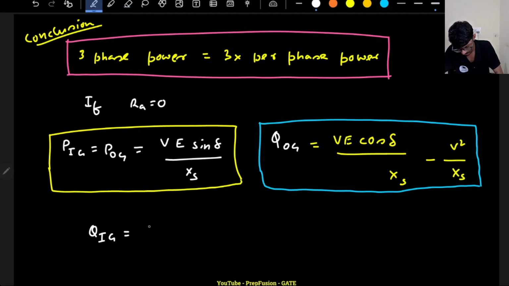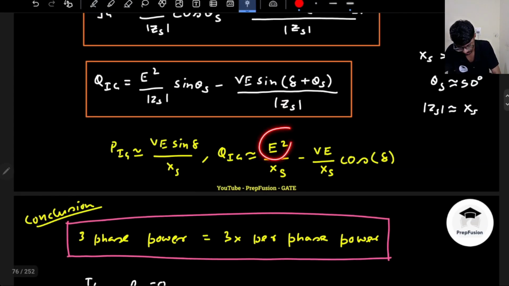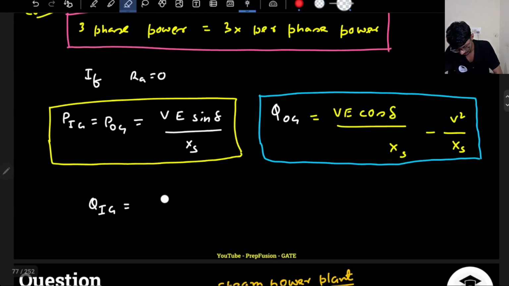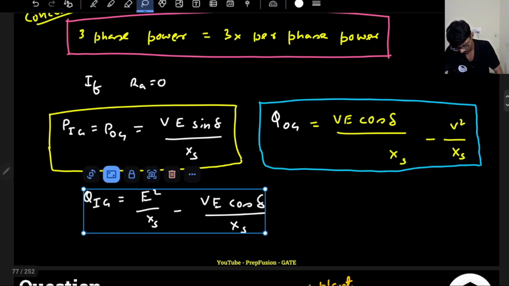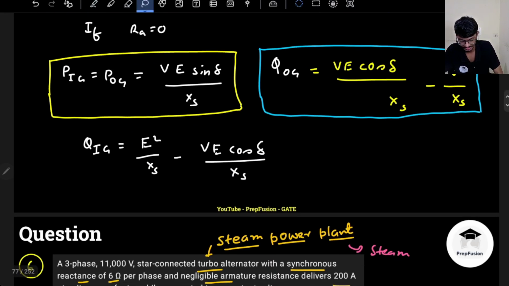Reactive power input will just be the opposite, right? It will be negative. If you see, it is not V square, actually E square, just the opposite. Instead of V square, this will be E square minus V into E cos delta, divided by XS. Okay, so this is the reactive power input. So these are the conclusions basically. So I will use it.